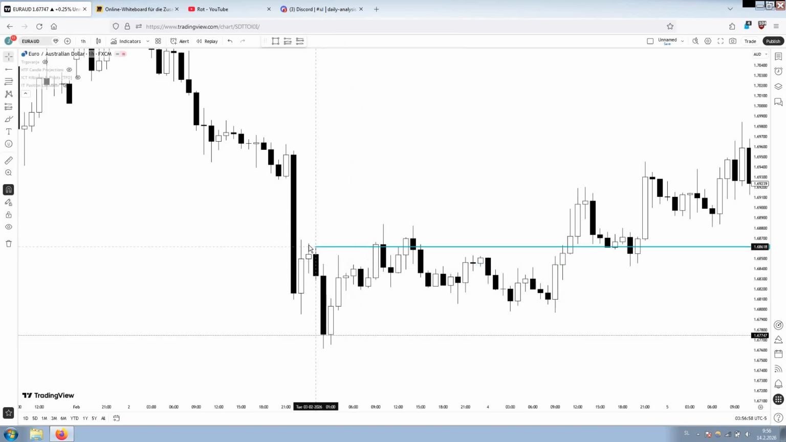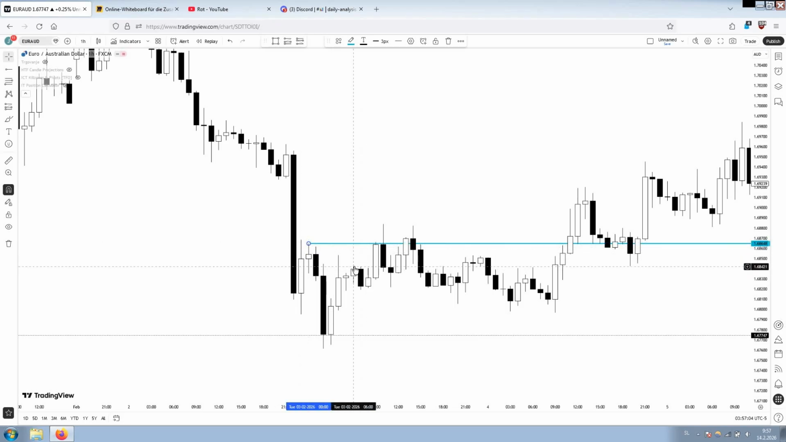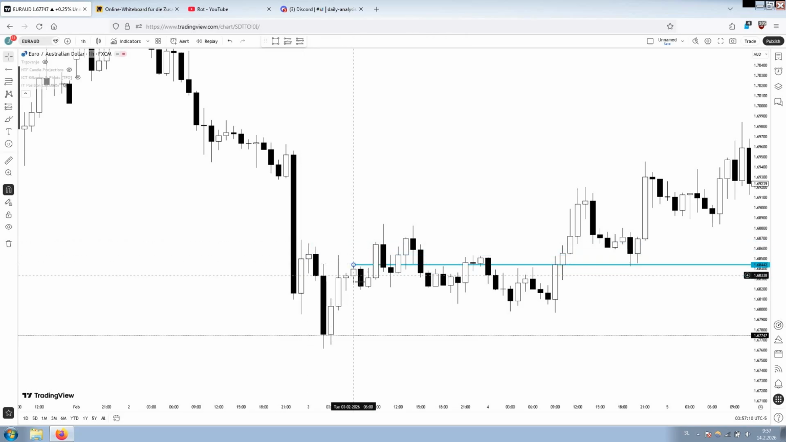So why don't I consider this high, even though it is higher than this one? Because this one is not the most recent high. This was the most recent high. And now that we body closed above it, we changed the direction from a bearish market to a bullish market, and from the bearish trend to a bullish trend.